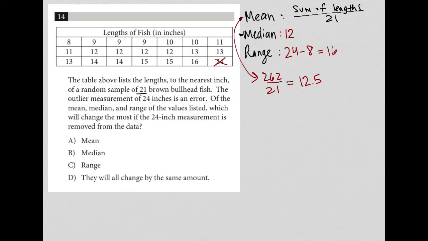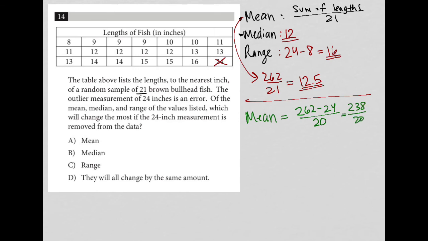So these are all of my values before I remove the 24, right? So the median is 12, the range is 16, and the mean is 12.5. So when I remove the 24, what happens? So the mean is now, instead of 262, right? We don't have to go back and add it all up again. So instead of the 262, I'm subtracting the 24 out of that sum of the lengths. And instead of dividing by 21, I'm now dividing by 20 because I don't have that last fish measurement. So 262 minus 24 is 238. 238 divided by 20 is 11.9. So our new mean is 11.9.